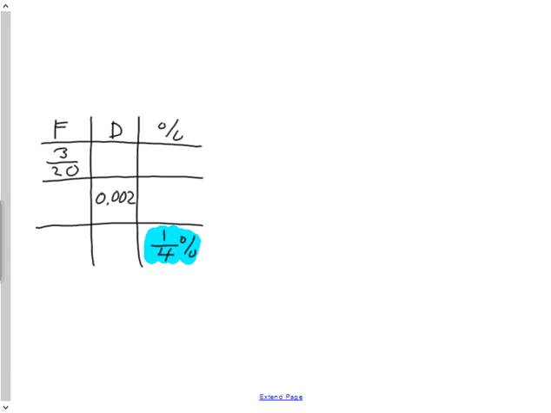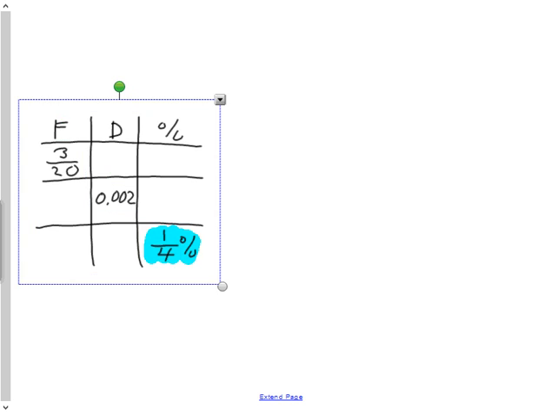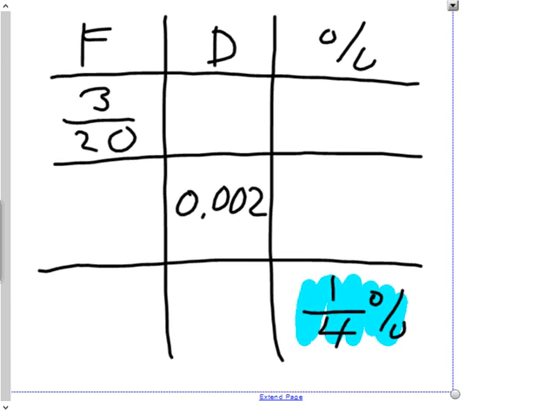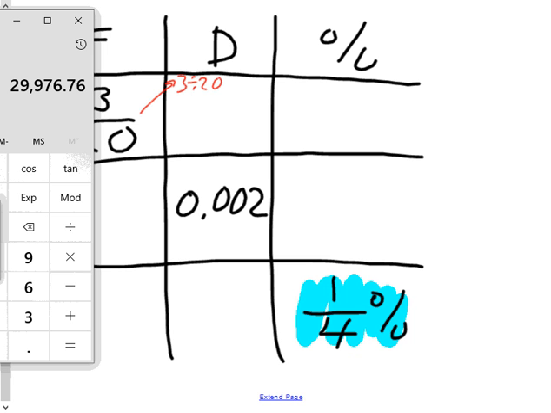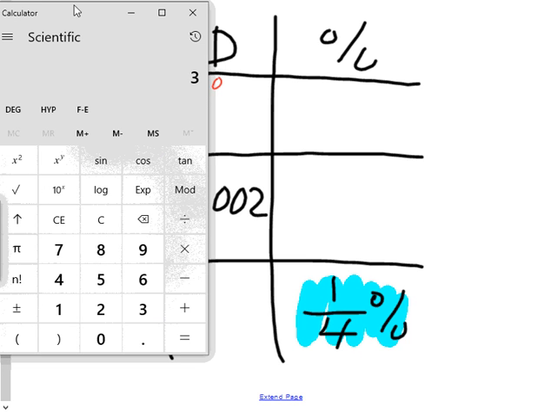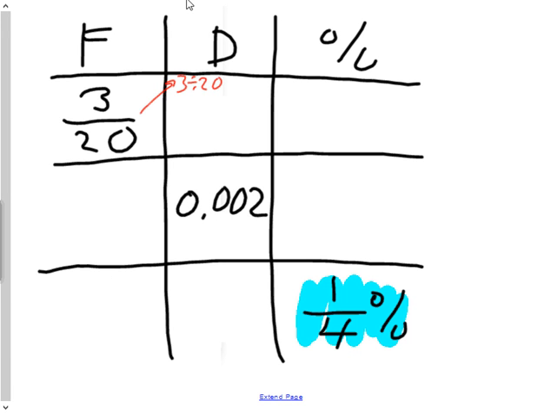The fourth question gives you this table, and I'll group it together so I can make more space. It asks you to fill in the information. So the first fraction is 3 out of 20. Obviously, we all know that the easiest way to change a fraction to a decimal is to take 3 and divide it by 20 with a calculator. Okay? So 3 divided by 20 is one way we can change it to a decimal. When we press equals, we get 0.15.